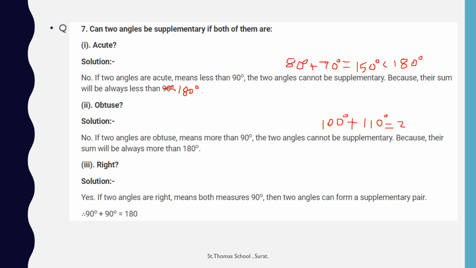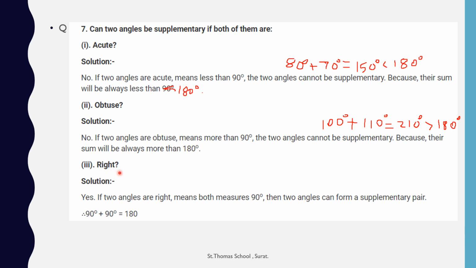So what will be the sum? 210, and this is greater than 180 degrees. So what can we say? When we add two obtuse angles, you will always get the sum more than 180 degrees. So again, we cannot say that these two angles are supplementary. So if both the angles are obtuse, the two angles cannot be supplementary.